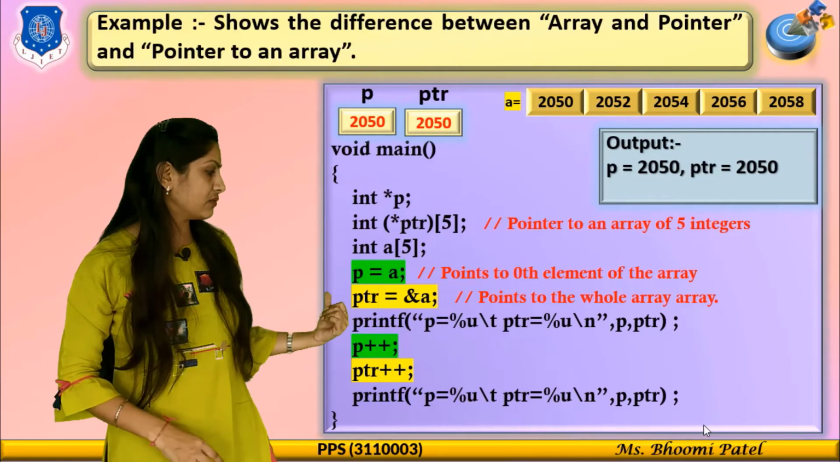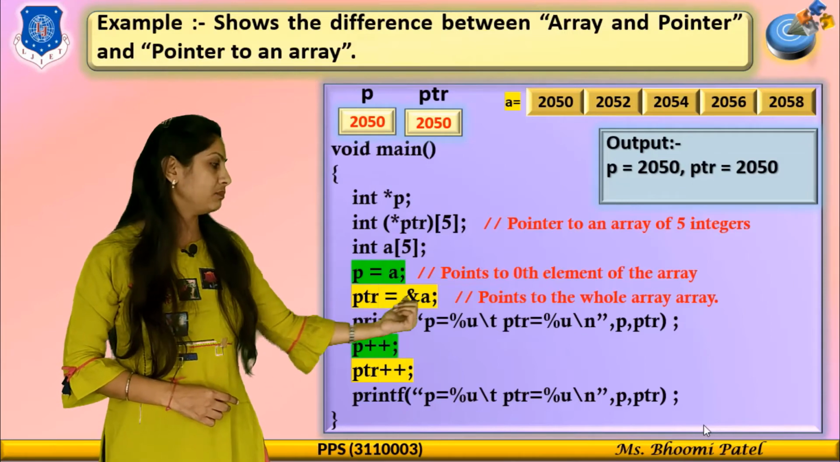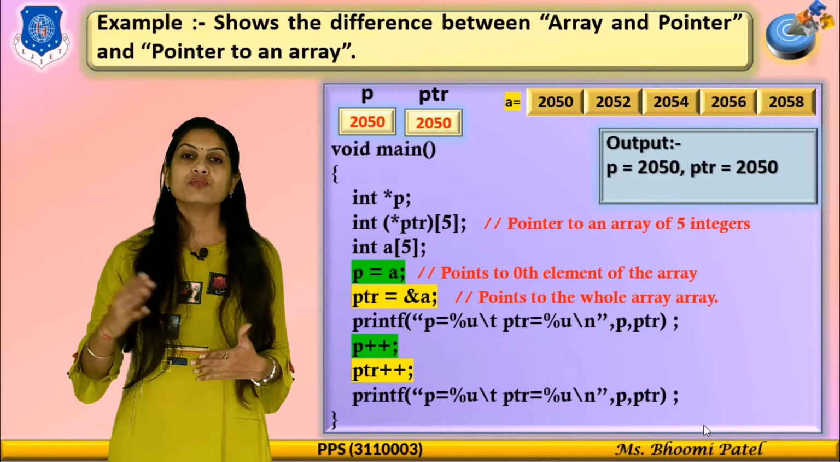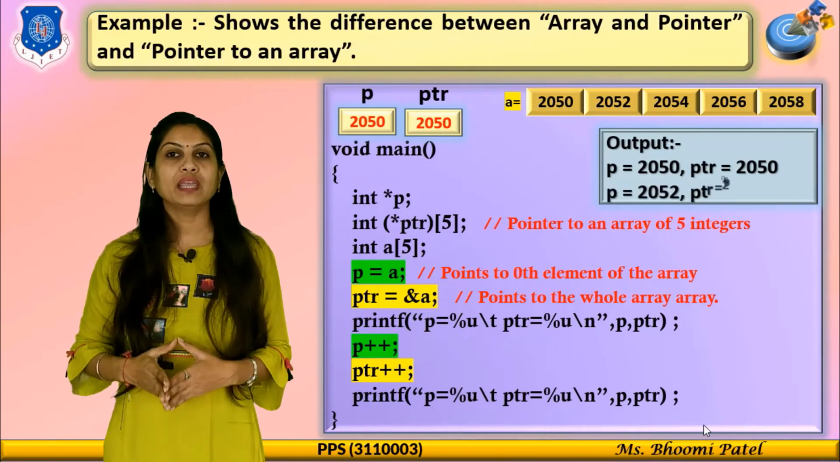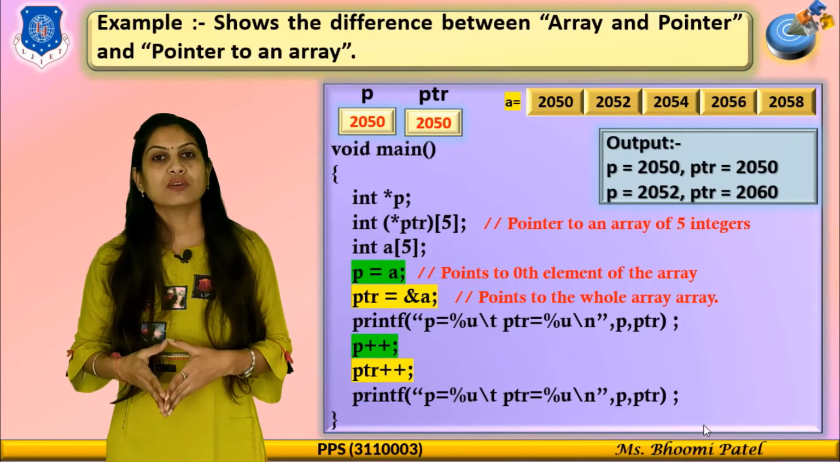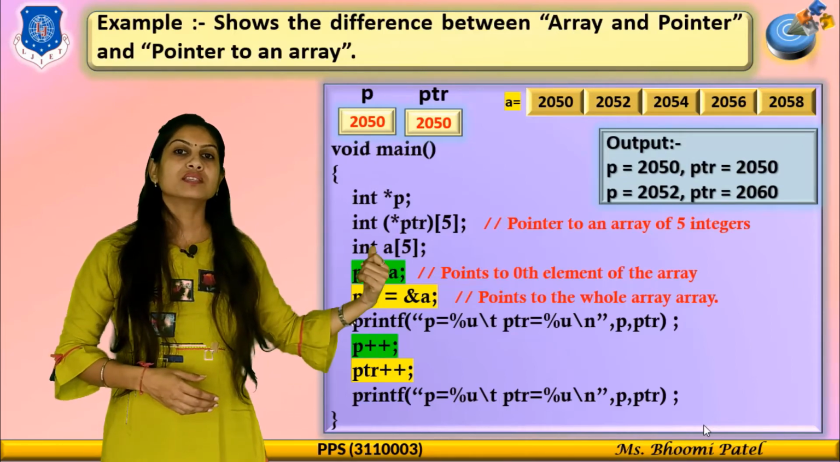How? Let's understand with this printf statement. p = %u and ptr = %u, comma p, comma ptr. Then you can find the answer like p = 2052 and ptr = 2060. So here you can find the difference between these two.